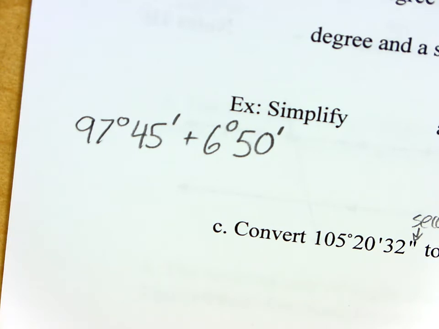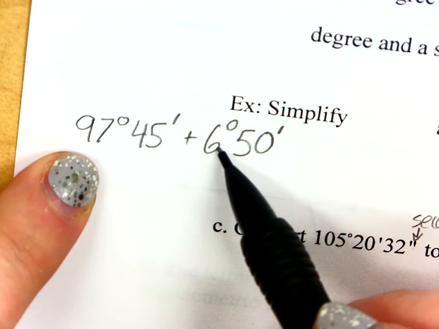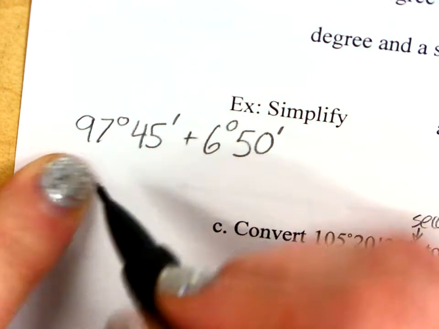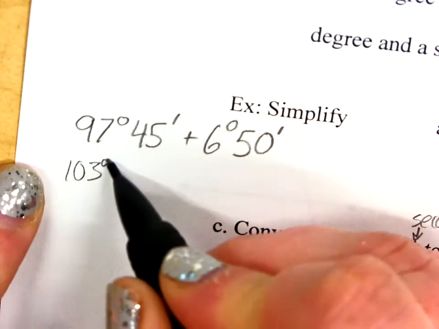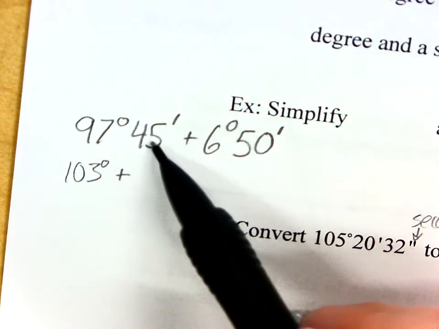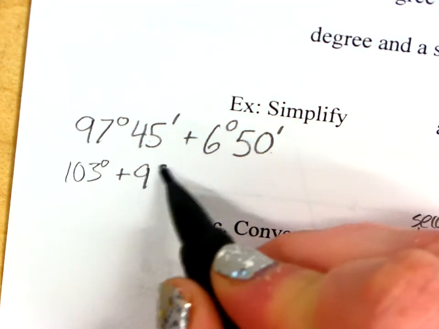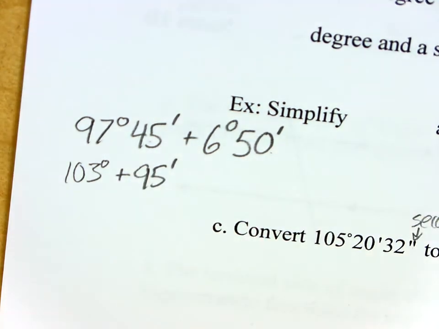Okay, did we get somewhere? What do you get when you add the degrees together? 97 and 6 gets you 103. So I know I have 103 whole degrees so far. And now I'll add to that the 45 minutes and the 50 minutes. So that's 95 minutes. But I need to now adjust that.